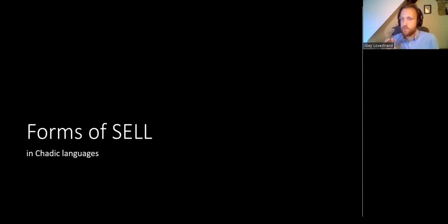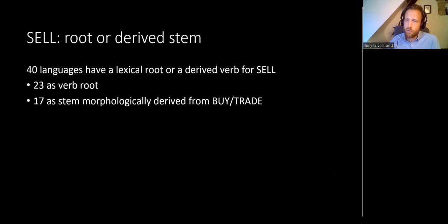Now to look at forms for expressing sell across these languages. 40 of the 47 languages have documentation of either a lexical root or a derived verb stem in order to express specifically a selling event. So in 23 cases, it's a verb root that's completely different from the root for buy or trade. And in 17 cases, it's a stem that's morphologically derived from the verb stem that means either trade or buy.